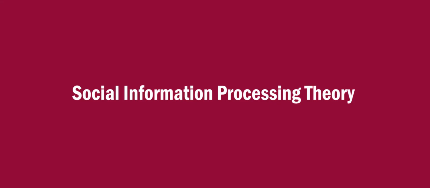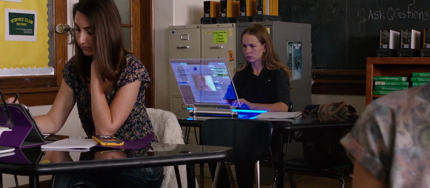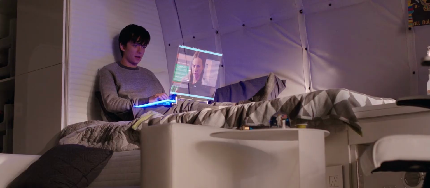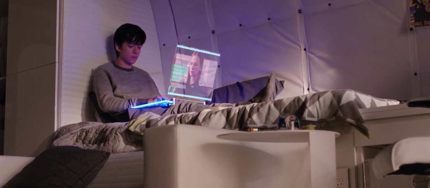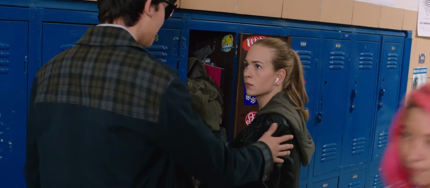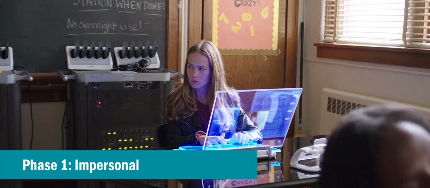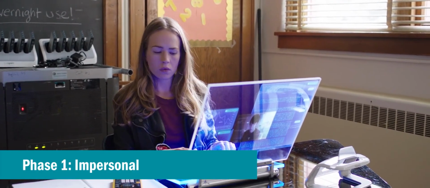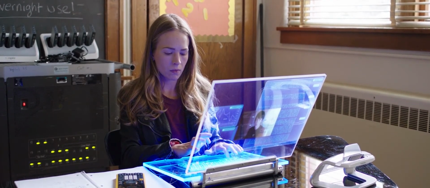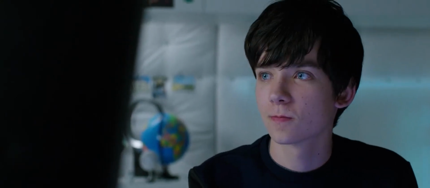Social information processing theory. The social information processing theory states that online interpersonal relationship development requires more time to develop than traditional face-to-face relationships. The first phase of an online interpersonal relationship is impersonal, where both parties show fewer signs of interest but instead only respond to their roles.